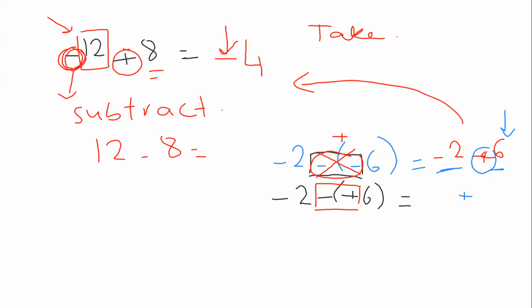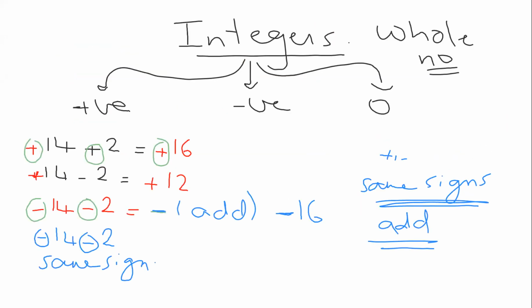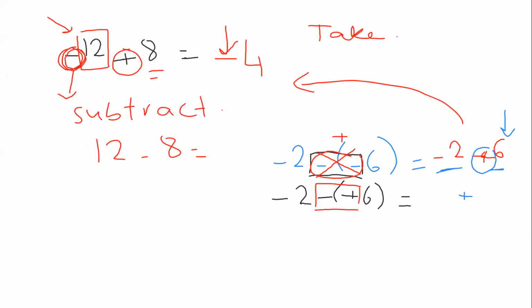Let's look at it. Subtract. Excellent. So same signs, add; different signs, we subtract the two numbers. So 6 minus 2 will be equal to 4. So the answer will be positive 4. Okay? Let's apply this on algebra.